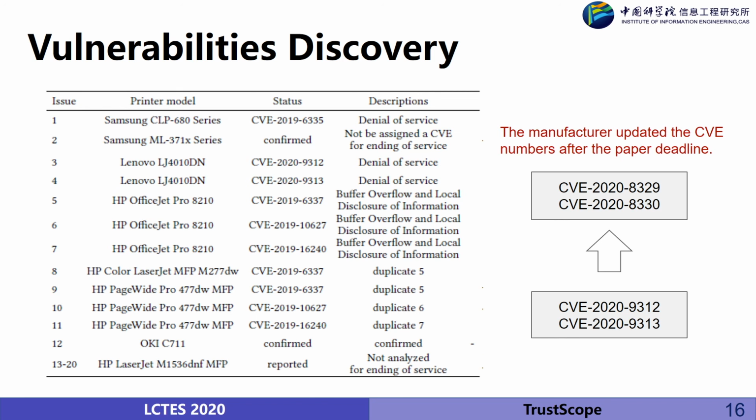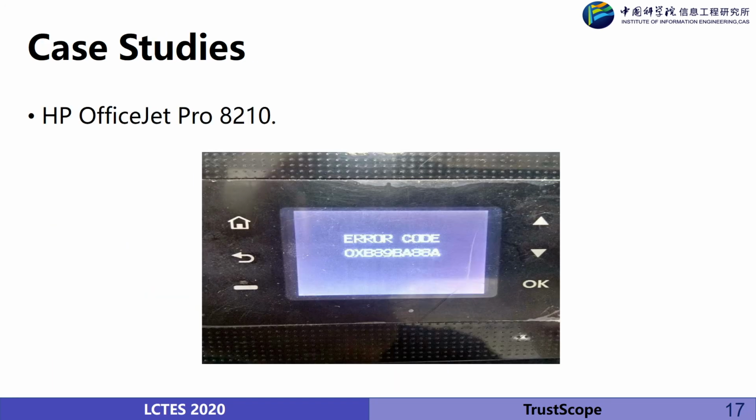There are some things to note. The manufacturer updated the CVE number after the paper deadline. We selected 2 printers to describe vulnerabilities. For the first printer, we found 3 test cases that cause the printer to crash and display an error code, along with the system error number and exception address on its display panel. By reverse engineering the firmware code, we find that it is a buffer overflow vulnerability.